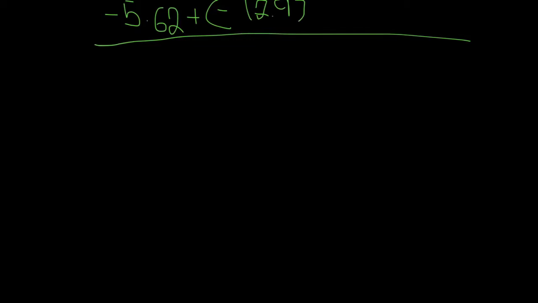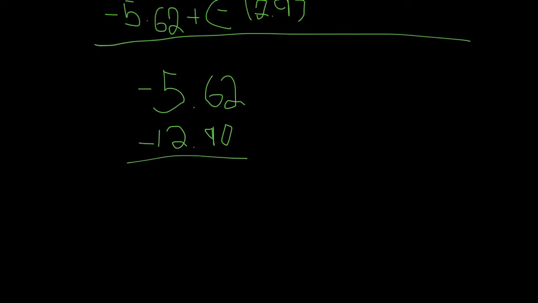Today we will be adding decimals. So first we are going to write the problem. Negative 5 and 62 hundredths plus negative 12 and 90 hundredths. And now we are going to solve.